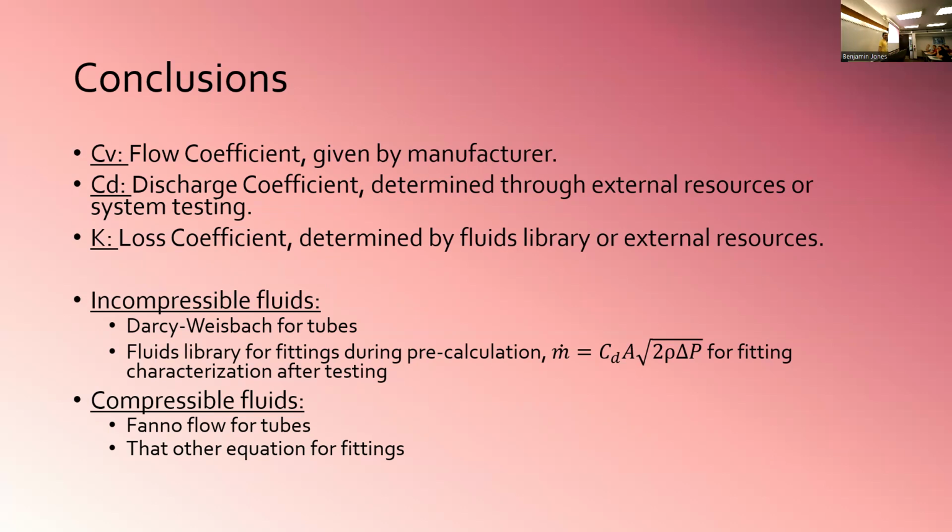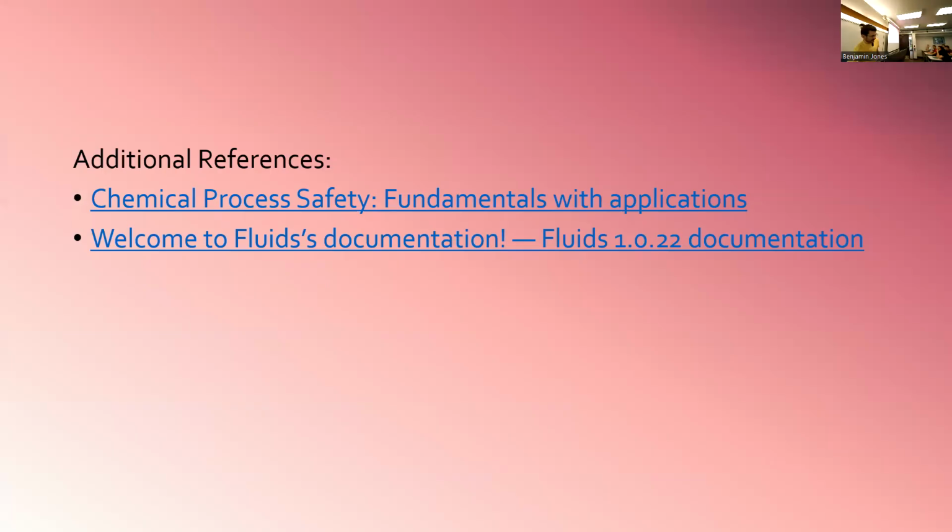Okay, that's it. I've got additional references here. Chemical process safety: this is a book that has a lot of different K values in it for various fittings. That was a useful one I use all the time. It also has various other things which are very useful. And then the fluids library. So, all right, no questions?